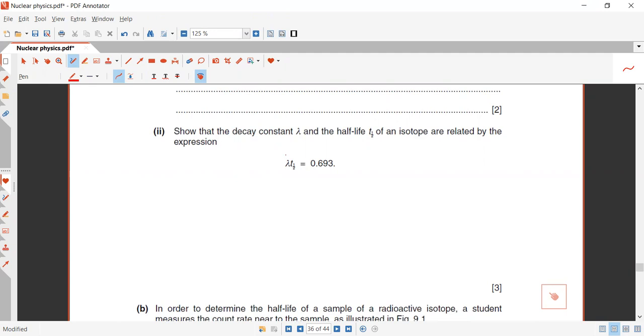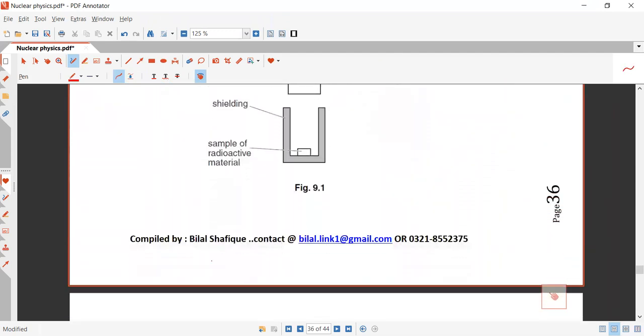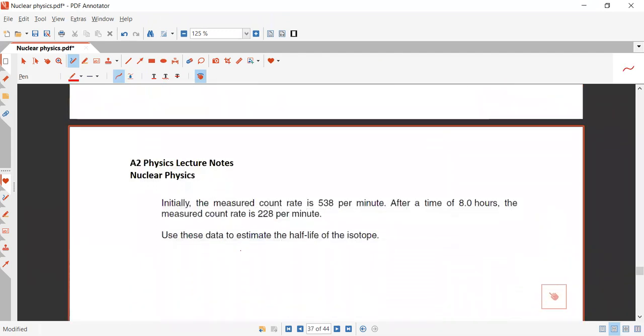For 3 marks, this lambda times t half equals 0.693, right? So 0.693 is what? It is basically the natural log of 2 that we just proved. And this question is also for 3 marks. Okay, the next question, the next part is this.